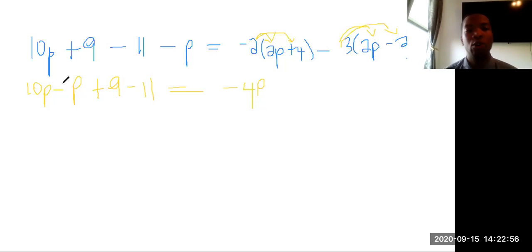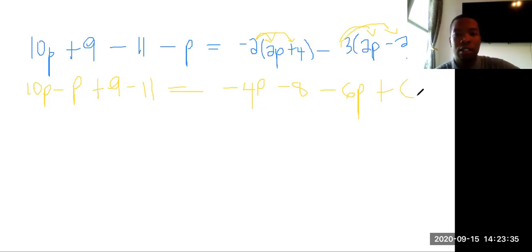So I already started and I grouped my like terms on the left, which is 10p minus p. And whatever sign is in front of the variable or the number, that's the sign that travels with it. So it's 10p minus p plus 9 minus 11 equals negative 2 times 2p is negative 4p. Negative 2 times positive 4 is negative 8. And then I'm going to do a negative 3 times 2p, which is negative 6p. And then a negative 3 times a negative 2 is a positive 6. We already know that negative times negative is positive.